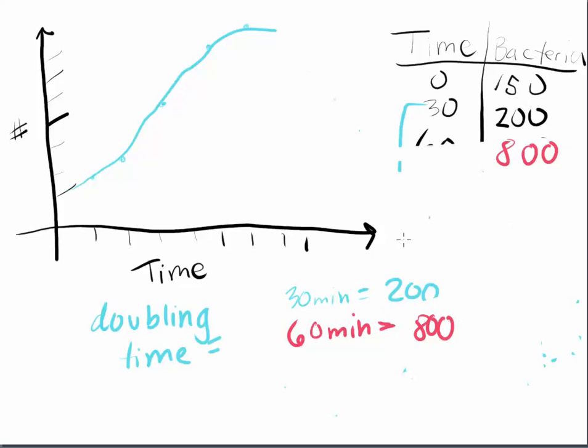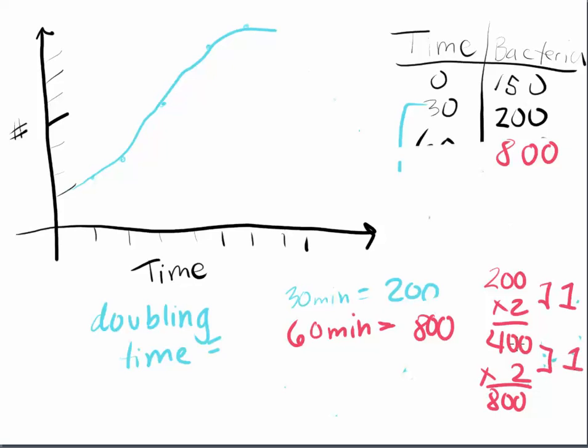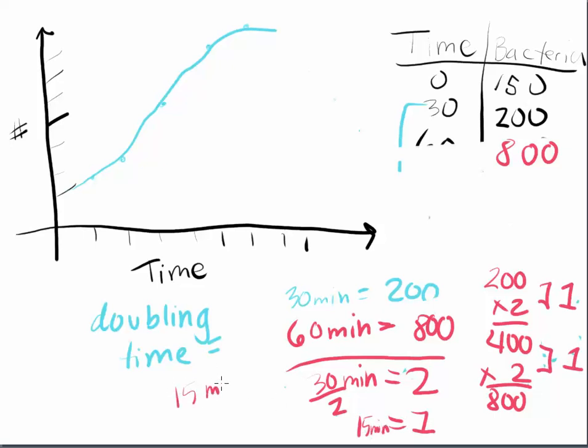Same exact idea. How many times did we double? 200 doubled would be 400, so that's one event. 400 doubled would be 800, so that's another doubling event. So we've doubled 2 times in how long? 30 minutes. So how long did it take for it to double a single time? Well, you divide the time by the number of times that it doubled. So for it to double one time, it took 15 minutes. Therefore, the doubling time for that organism would be 15 minutes.